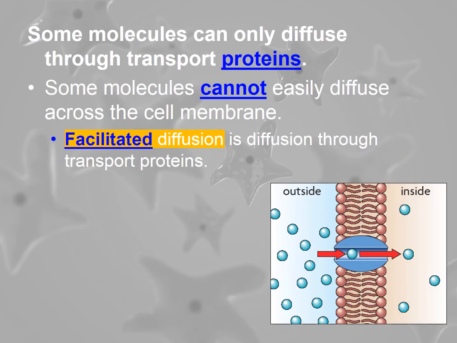Okay, some molecules can only diffuse through transport proteins. So far we've been talking about passive transport. These are small molecules that have no charge, and they can pass through the membrane without any help. Some molecules need a little bit of help. They don't easily diffuse through the cell membrane, and this is called facilitated diffusion. If you facilitate, you're helping. So there's a protein involved that helps these molecules pass through the membrane. Please make sure you highlight facilitated diffusion, and next to facilitate, I want you to write the word help. These transport proteins are helping, okay?